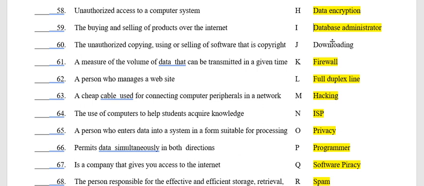So when people ask you, what is your download speed? Your download is the measurement of data to be transmitted at a given time. So the answer for this one is downloading, right? The download.